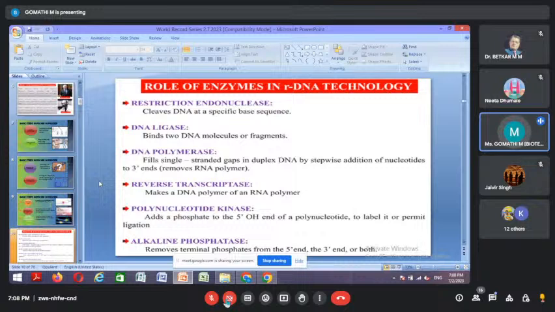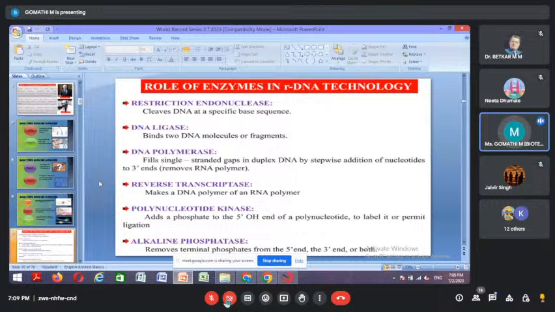Coming to the first enzyme, restriction endonuclease, it cleaves the DNA at specific base sequence. I've told you nitrogenous bases are there in a DNA. So this enzyme will cut the DNA at particular specific sequences. And DNA ligase binds 2 DNA molecules or fragments together.